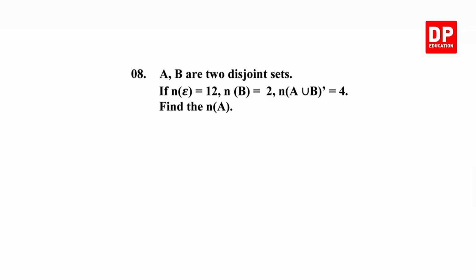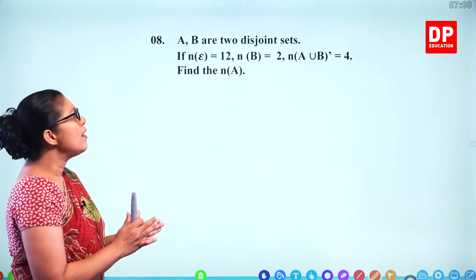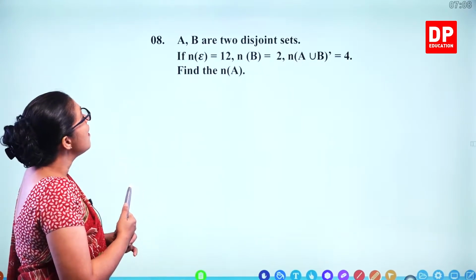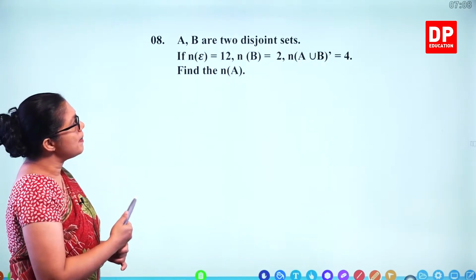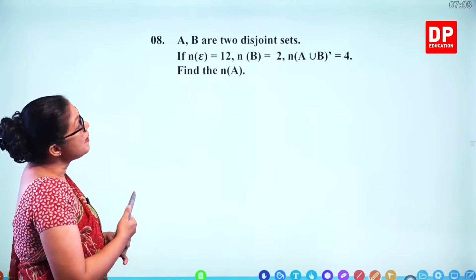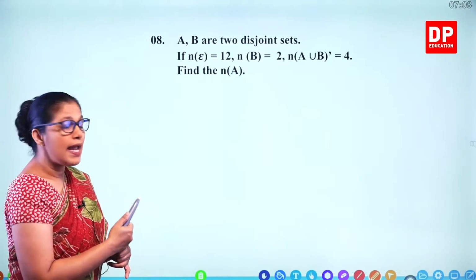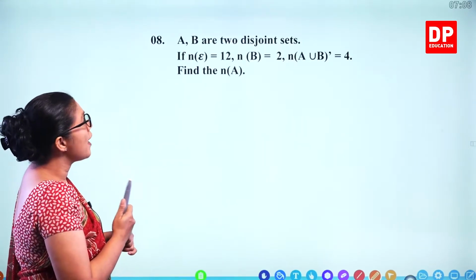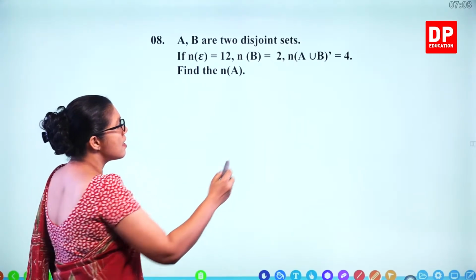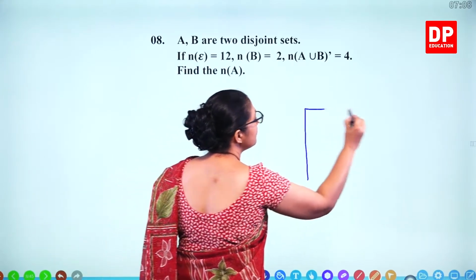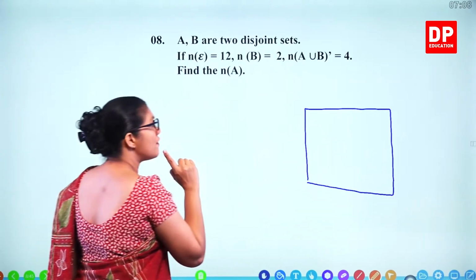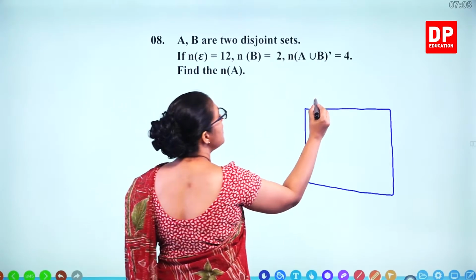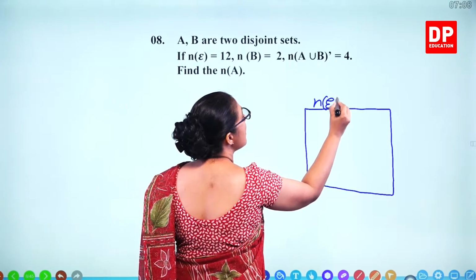Question number 8. A and B are two disjoint sets. Disjoint means no intersection. If n epsilon is 12, n B is 2, n (A union B)' is 4, find n A, the number of elements in A. You can do it using a Venn diagram. So we'll try to draw the Venn diagram. Epsilon means the entire set.